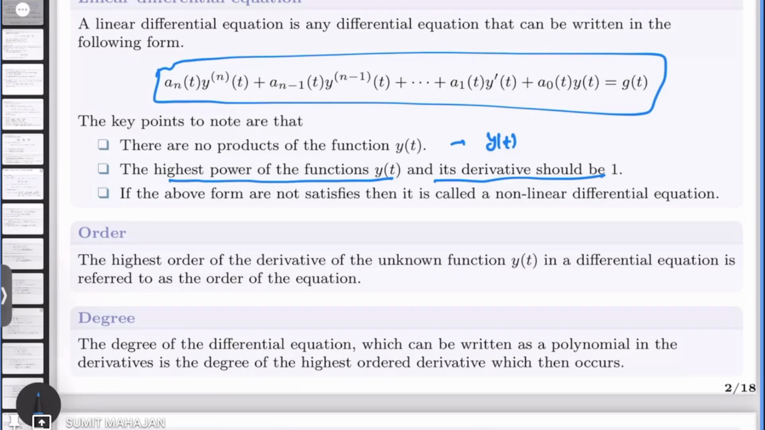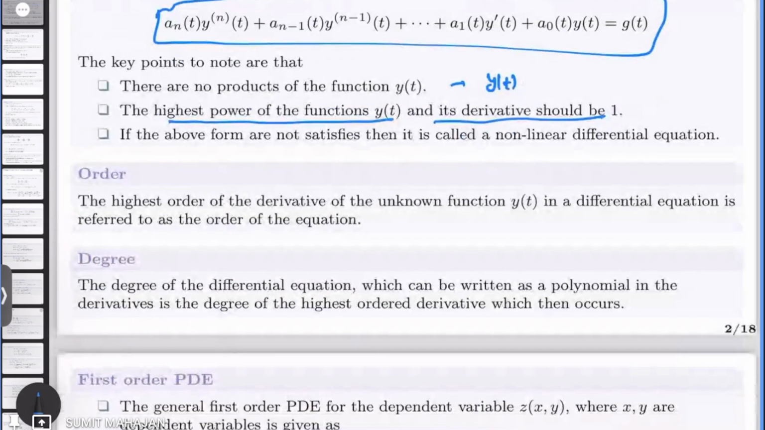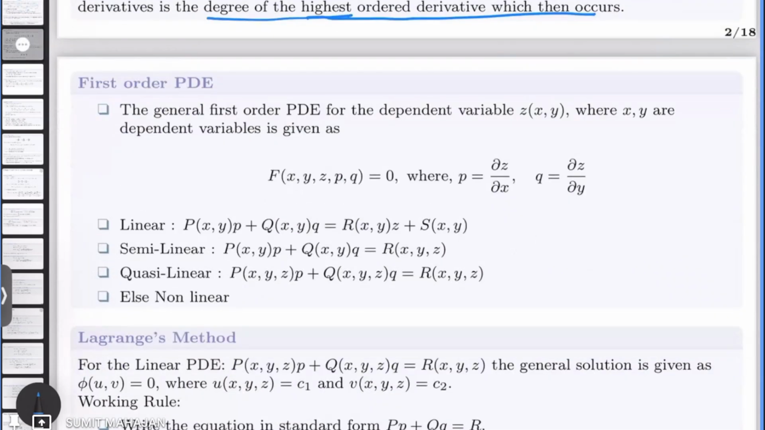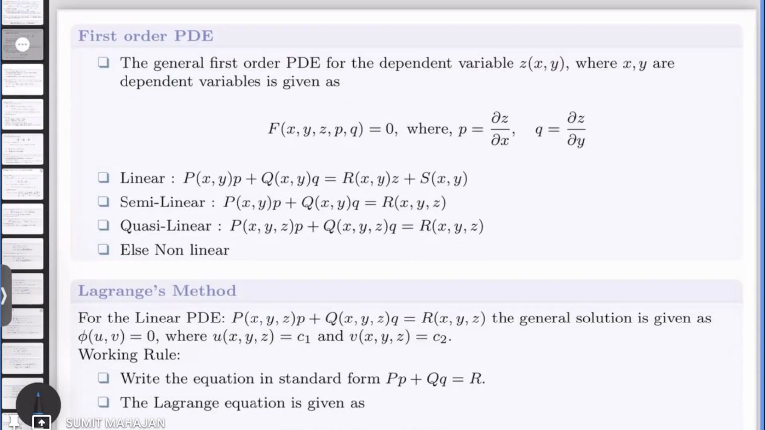Similar to the ordinary differential equation is the partial differential equation also. The highest order derivative occurring in the equation is called the order. And the power of the highest derivative, if we write it in polynomial form, that is the power of the highest order derivative, is called the degree of the differential equation, right? Now coming to the PDE side, we'll discuss mainly the PDE.